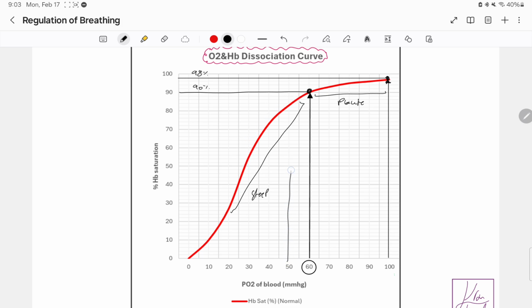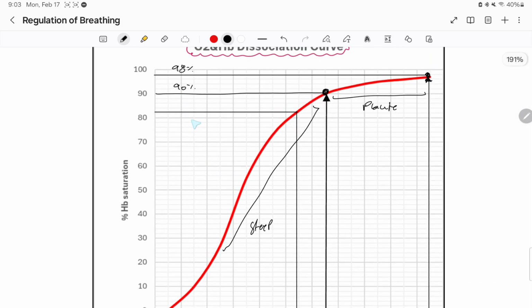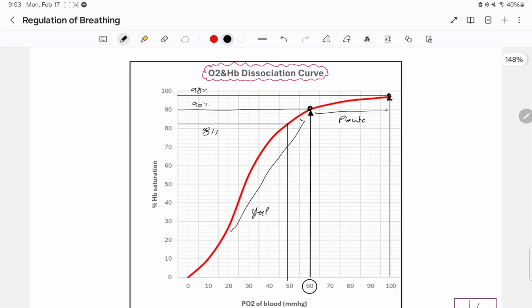And let's just take 50 millimeters of mercury. Okay? 50 millimeters of mercury, guys. You're no longer saturated 90%. You're saturated 81%. Okay? Look at the difference that exists between 81 and 98%. That's huge. So the reason why the body is so sensitive, more specifically why those peripheral chemoreceptors are so sensitive to the stimulus of less than 60, is because anything at 60 and higher, we're at this plateau portion of the curve. Our oxygen hemoglobin saturation is pretty good. We don't have to worry about that.